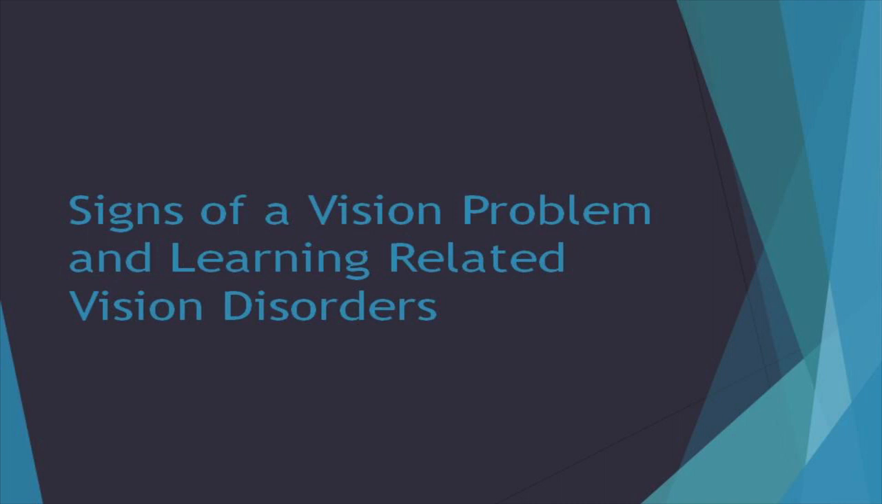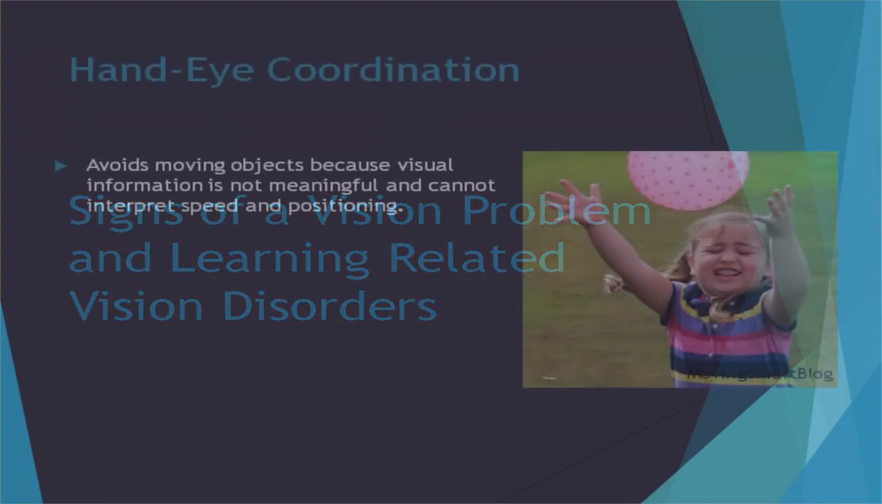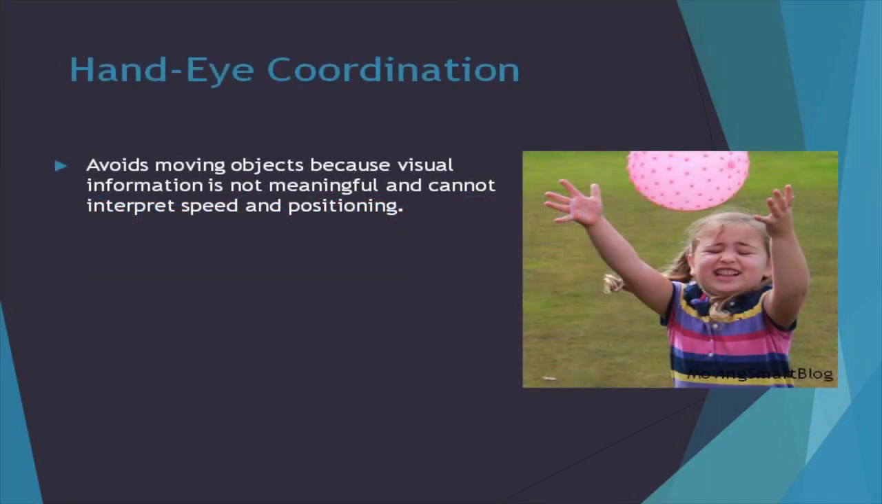So what are the signs you might see of one of your students or your children of a vision problem related to processing? So this is a key one. Vision is not useful for this little girl, so she says, forget this, I have to protect myself, arms out and eyes closed. This is telling you vision is not useful.